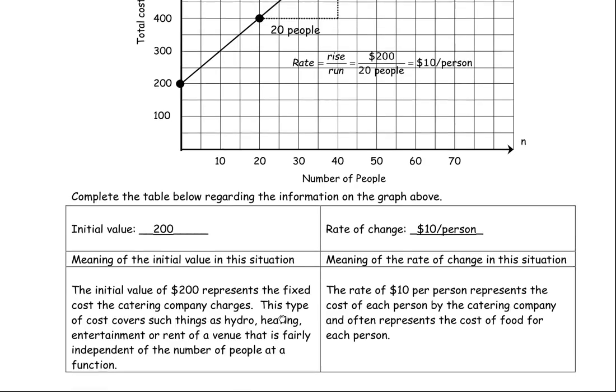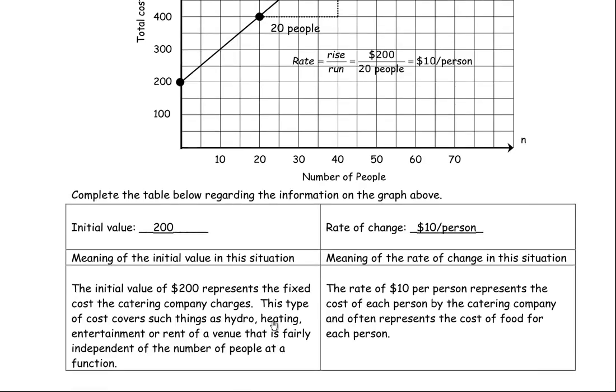And the fixed cost would be to cover such things as hydro, heating, entertainment, or rent of a venue, because those things don't change whether you have a banquet for 15 people or 100 people. Okay, those things would be pretty constant. So that's why they would charge this fixed amount.